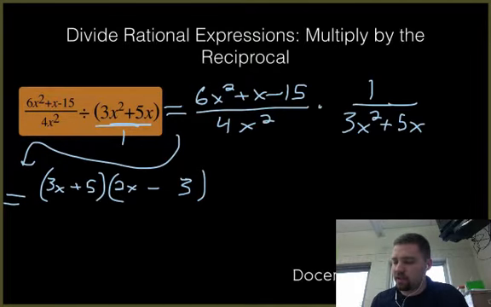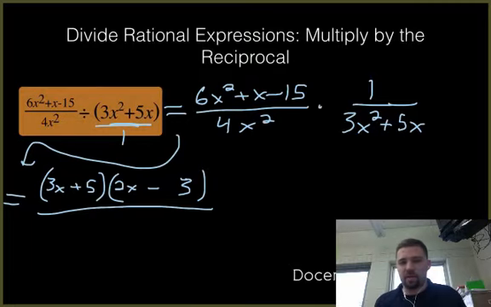And let's check. 3x times 2x is 6x squared. Negative 9x plus 10x gives me the positive x, and then negative 15. Okay, so I think that's how that factors. You can use your calculator to factor that too if that would help you. We can talk about how to do that in class. The bottom, 4x squared, is as factored as I can get.